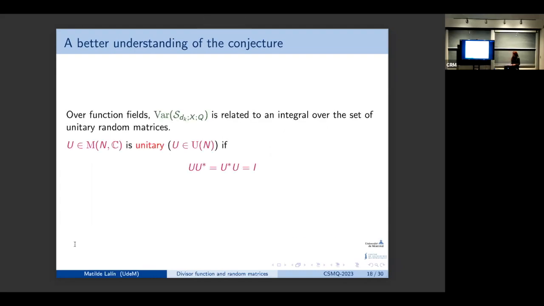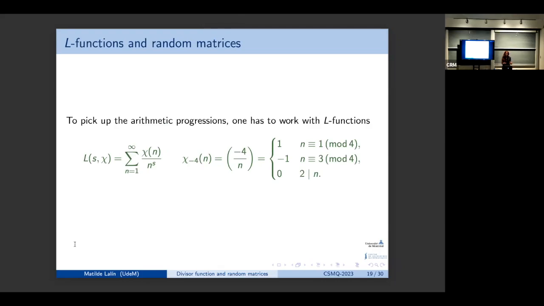Here's the definition of unitary matrices so that we know what we're talking about. Let me explain a vague idea of why the unitary matrices show up. When we look at arithmetic progressions, what I mean is I want to do the sum over the n's that are restricted to certain congruences modulo q. One way of doing that is by playing with signs. For example, if I want to restrict the congruence modulo 4, one thing I can do is take this character, chi of n.